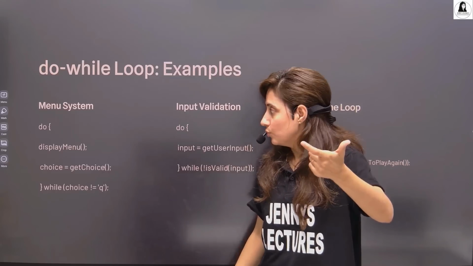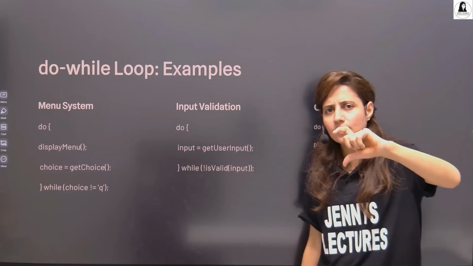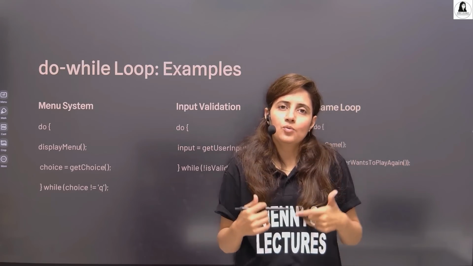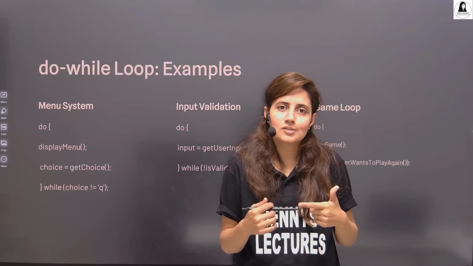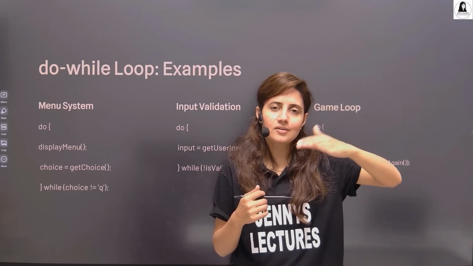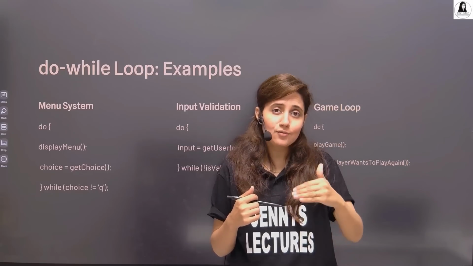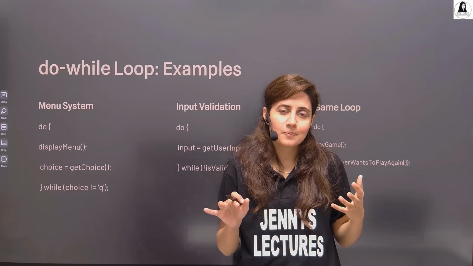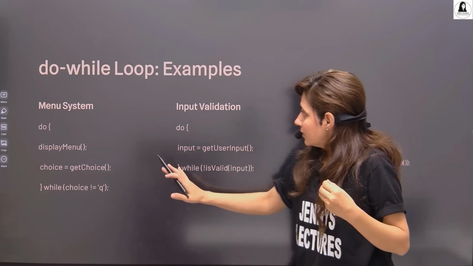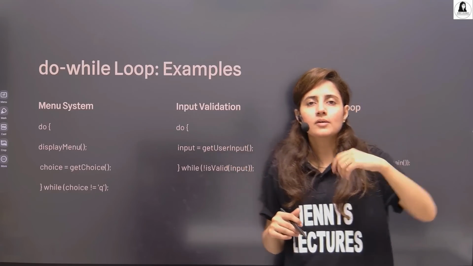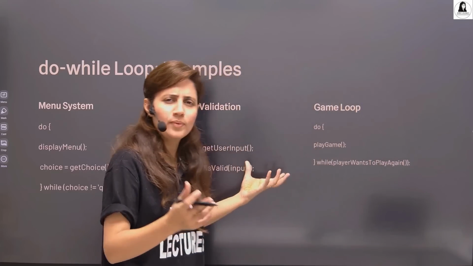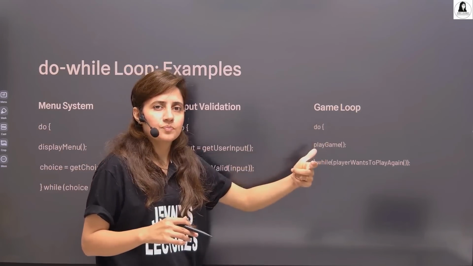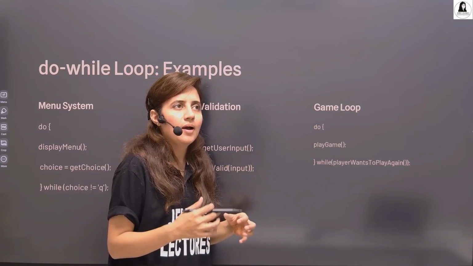In menu system, I told you, at least one time I want to execute whatever is there in the menu, like food choices. At least first give the user a chance to enter the choice without checking the condition. Okay. So in those cases we use the same. If you want to check for input validation, we can use while loop as well as do while loop. Both are the same.